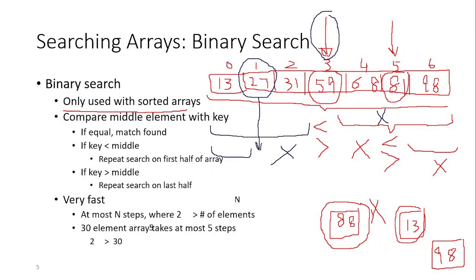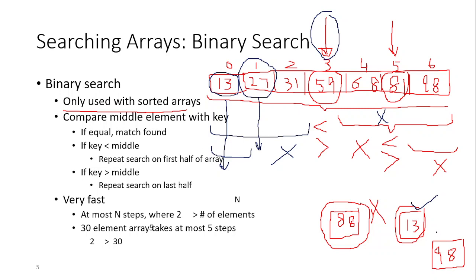Now this subarray has just one element, and when we compare 13 with this element, 13 is equal to 13, so we have found 13, and now we can return the index of this element. That would basically end the program. Achha. So we found the element 13.